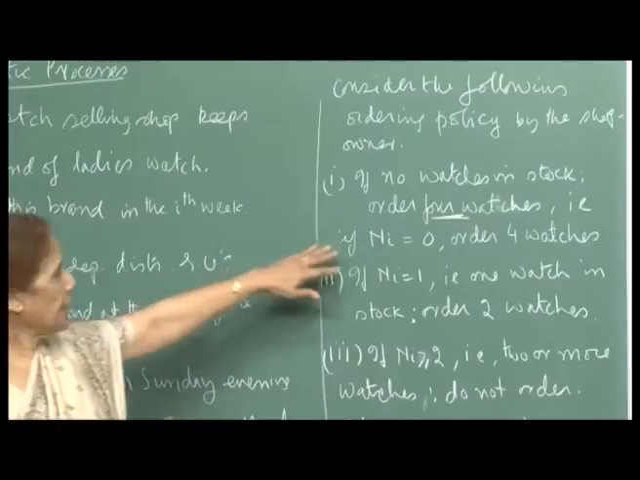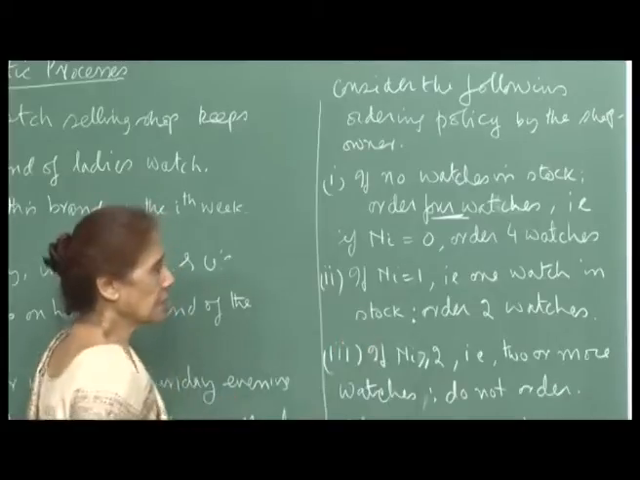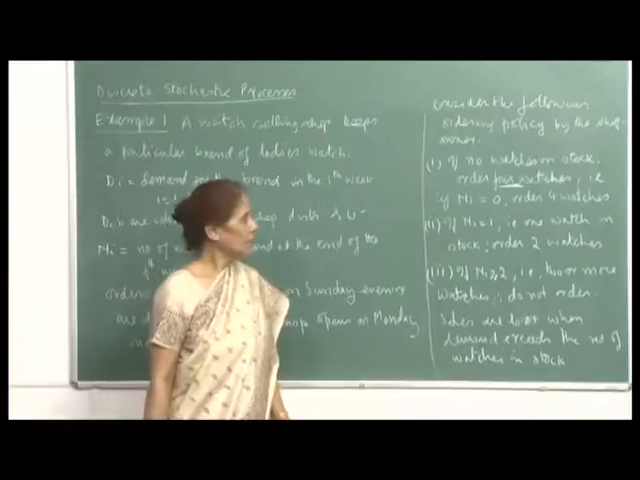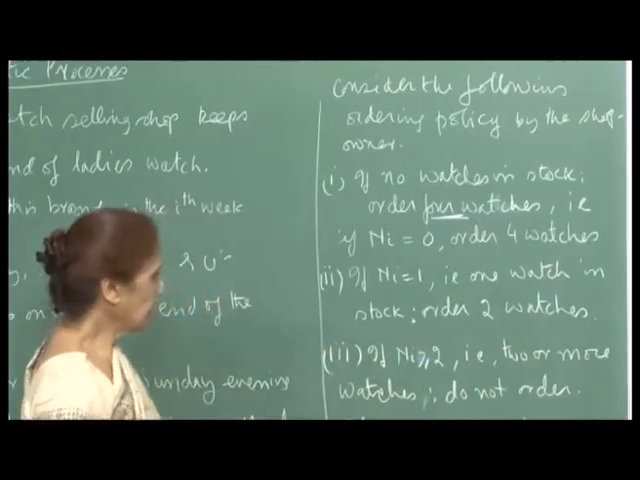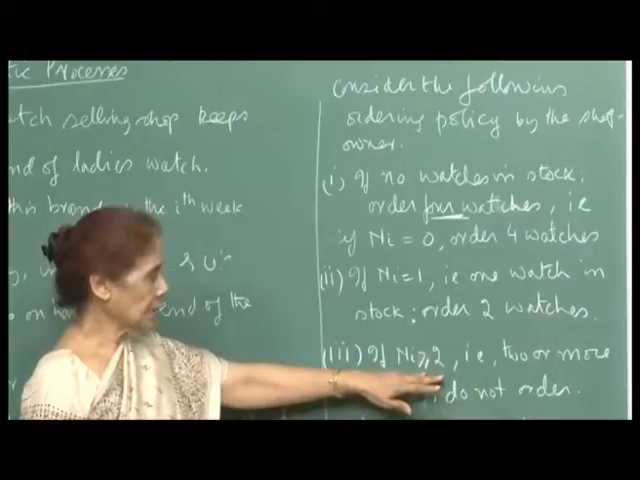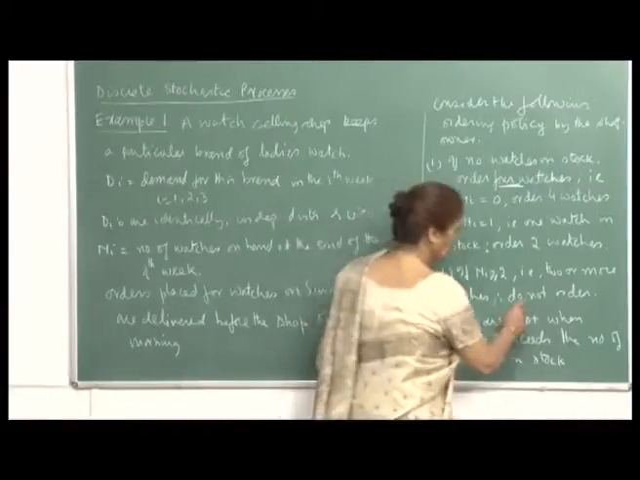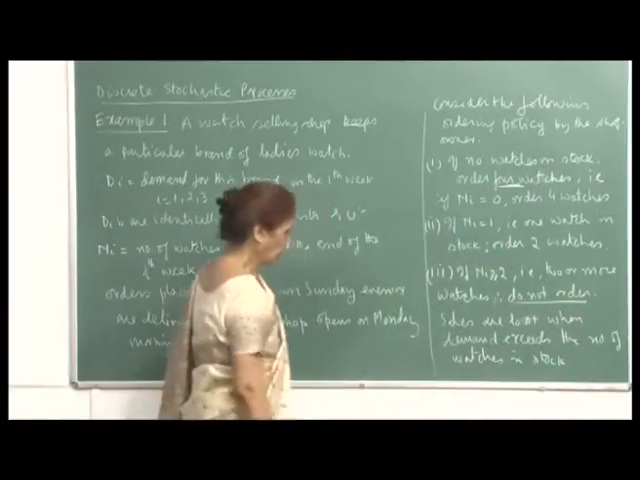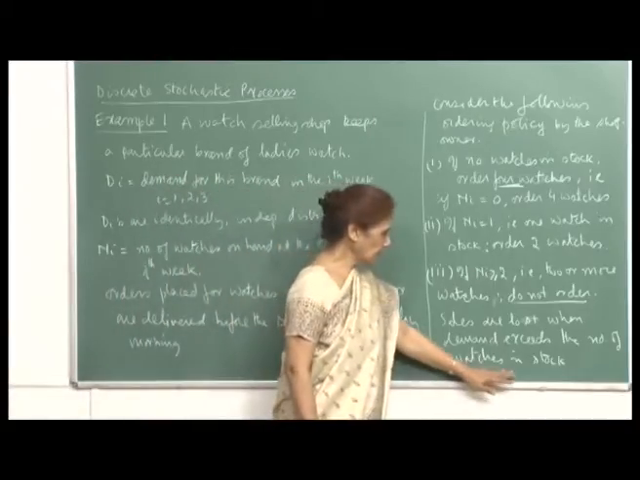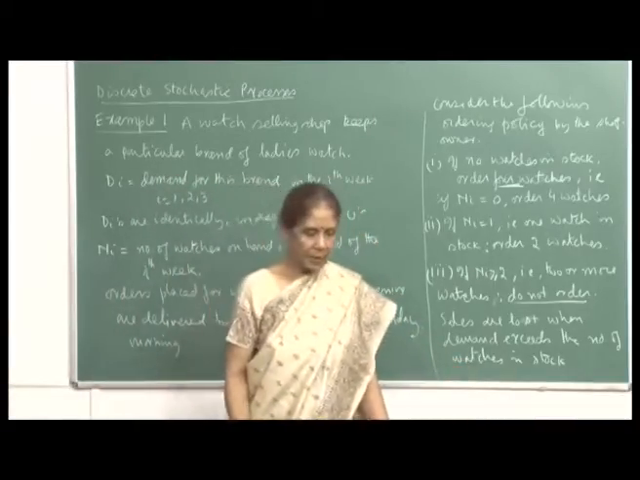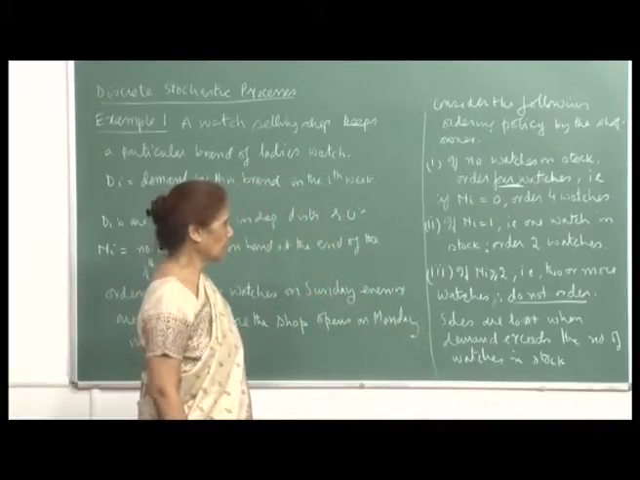So, that means if Ni is 0, order 4 watches. If Ni is 1, that means if he has 1 watch at the end of the week in stock, then he will order 2 watches. And finally, if he has 2 or more watches left over by the end of the week, then he will not order any. So, this is his policy. And of course, sales are lost when the demand exceeds the number of watches in stock. So, if there is more demand and you do not have that many watches, then you lose those sales.